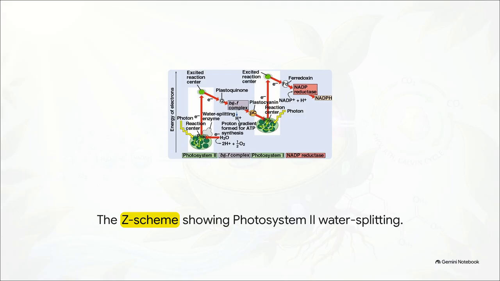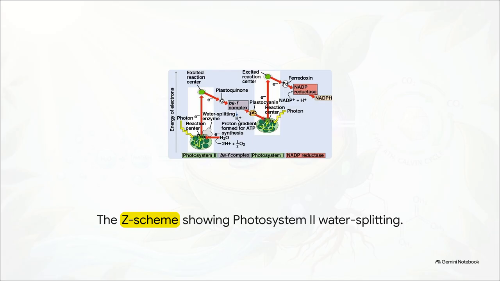Z-scheme. Down here in a protein complex called photosystem 2, a photon of light hits a reaction center and excites an electron to a much higher energy state. Now, because that energized electron shoots off to travel down an electron transport chain, the plant has to replace it. And it does this brilliantly. It literally splits a water molecule using an oxygen-evolving complex, rips its electrons away, and releases oxygen as a byproduct. That is the exact oxygen that you and I are breathing right now.